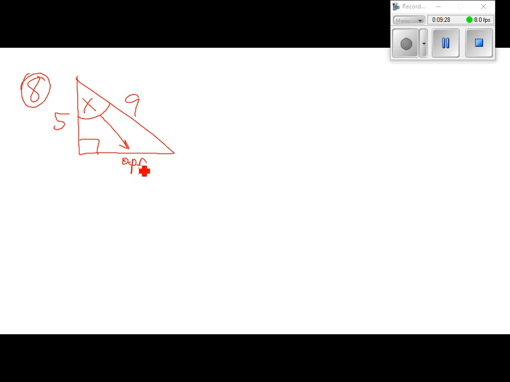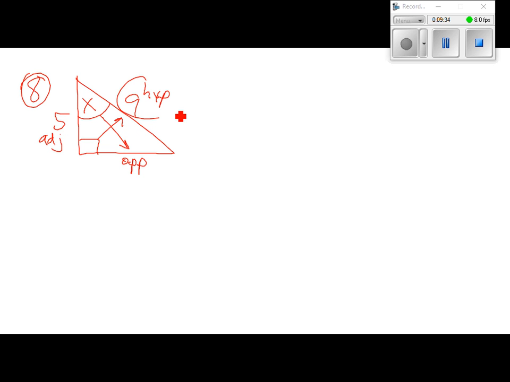Problem number 8 was the next one. This time you're looking for this angle. If you're looking for that angle, then you're using sine, cosine, tangent. So we need to label this triangle. That's going to be your opposite leg. That's the hypotenuse. This is the adjacent leg.